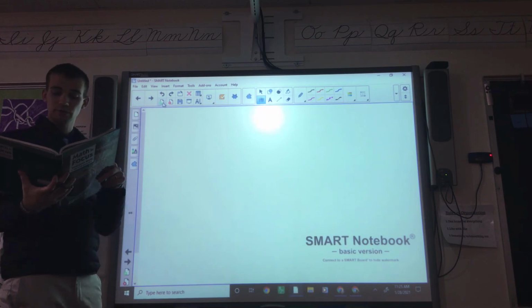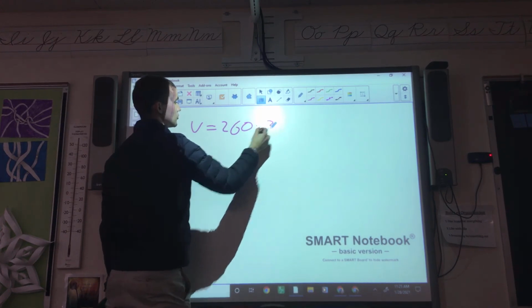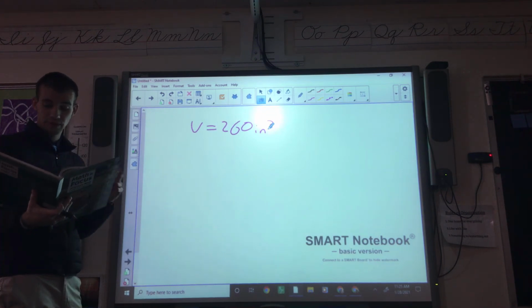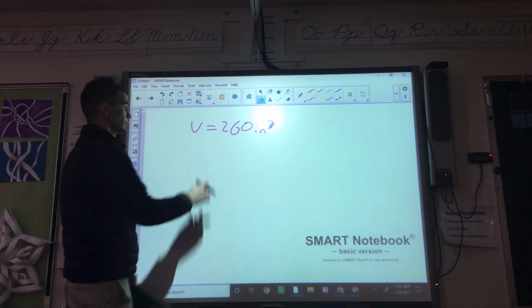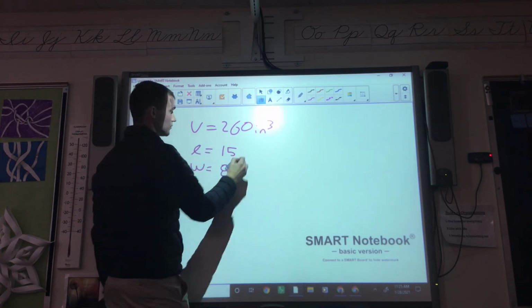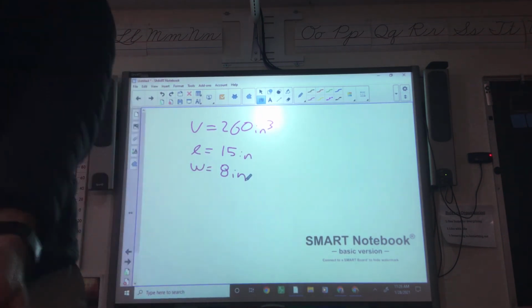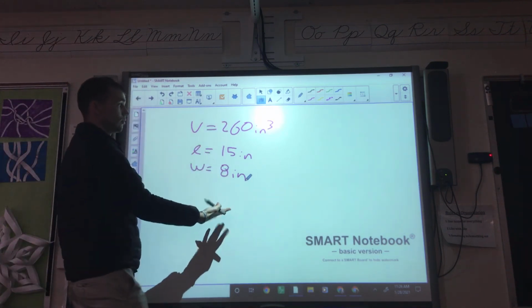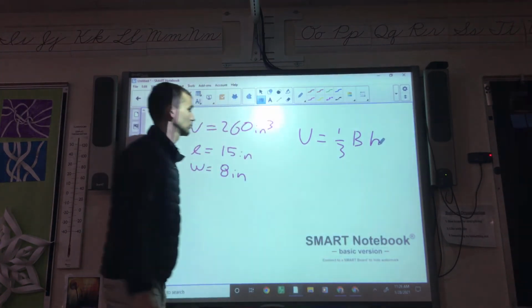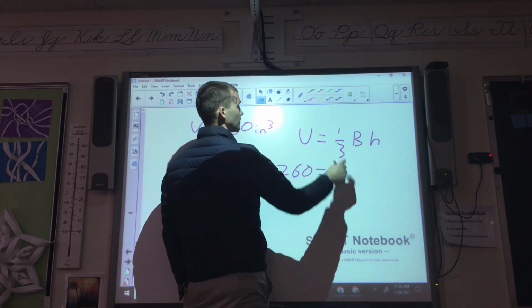So it says a rectangular pyramid jumbo has a volume of 260, volume is 260 inches cubed. The base, and it's a rectangular base, has a length of 15, width of 8 inches, and they're asking us what is the height. So I'm going to start off same thing. I write down what I know, then I write the formula. Volume equals 1/3 big B H. What do I know? Do I know what the volume is? Yes, I do. Volume is 260.